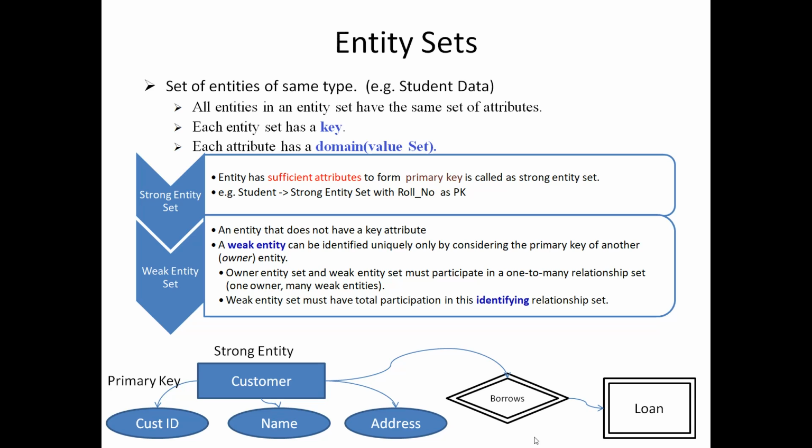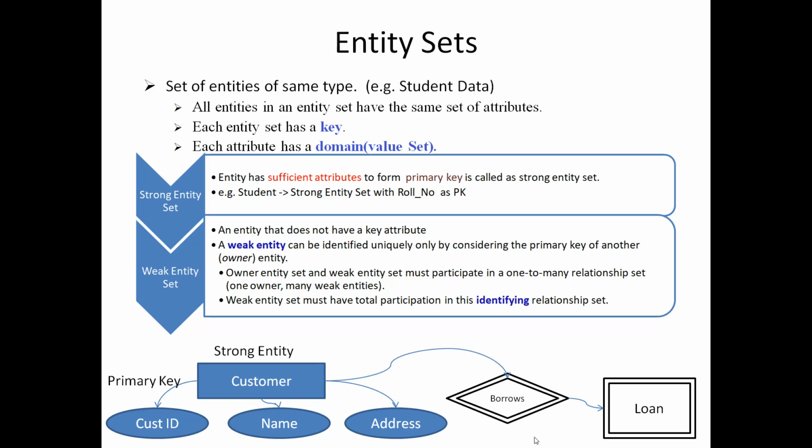So borrows is a process and is borrowing a loan. Now the same customer can actually borrow multiple loans, right? So that becomes many loans for one customer. But now the loan won't exist on its own, right? I won't know whose loan it is unless I know the customer. So that's where the customer is called a strong entity, and loan becomes your weak entity.